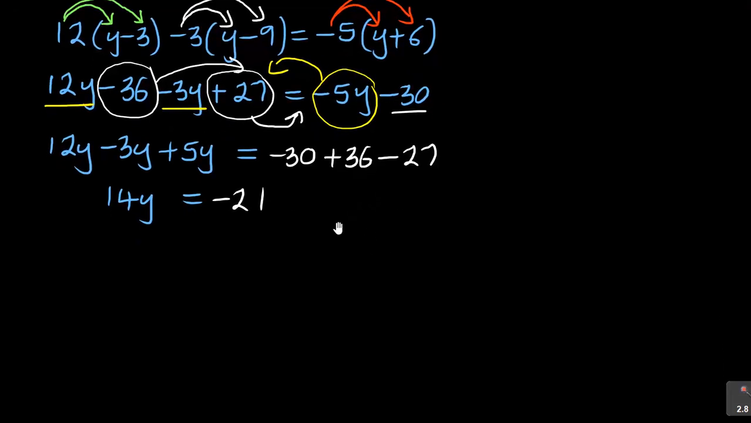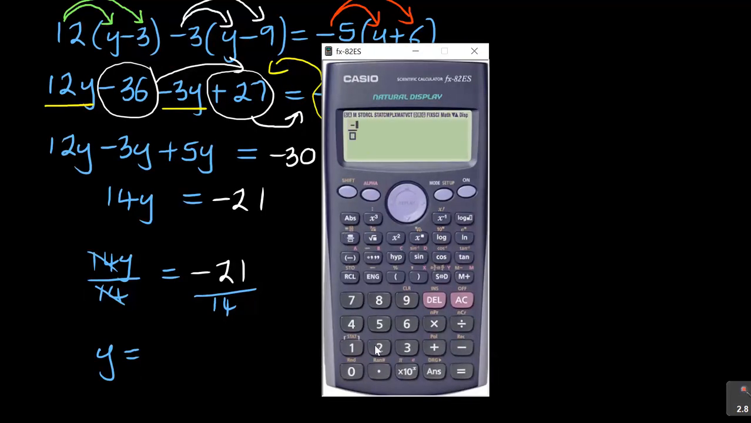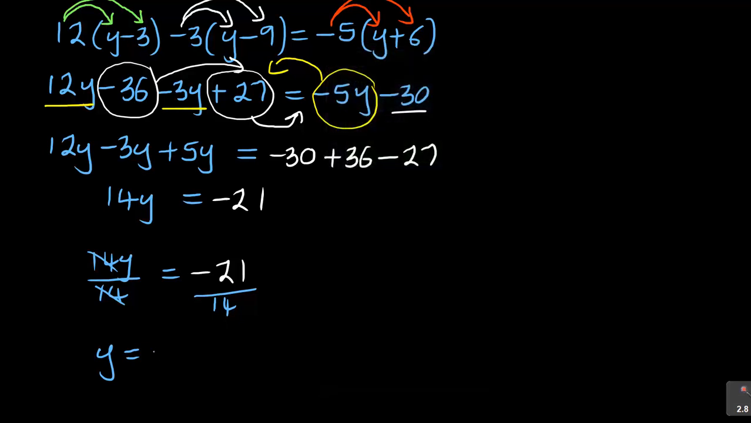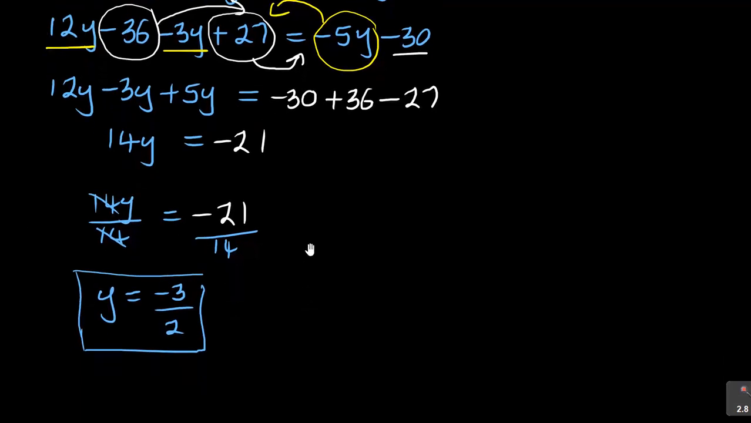Now if I continue to solve for y, I'm saying 14y divided by 14 is equal to minus 21 divided by 14. So that you cancel, then y is equal to negative 21 over 14, which I think is negative 3 over 2. So this is my value for y after solving. That's what I get, negative 3 over 2.